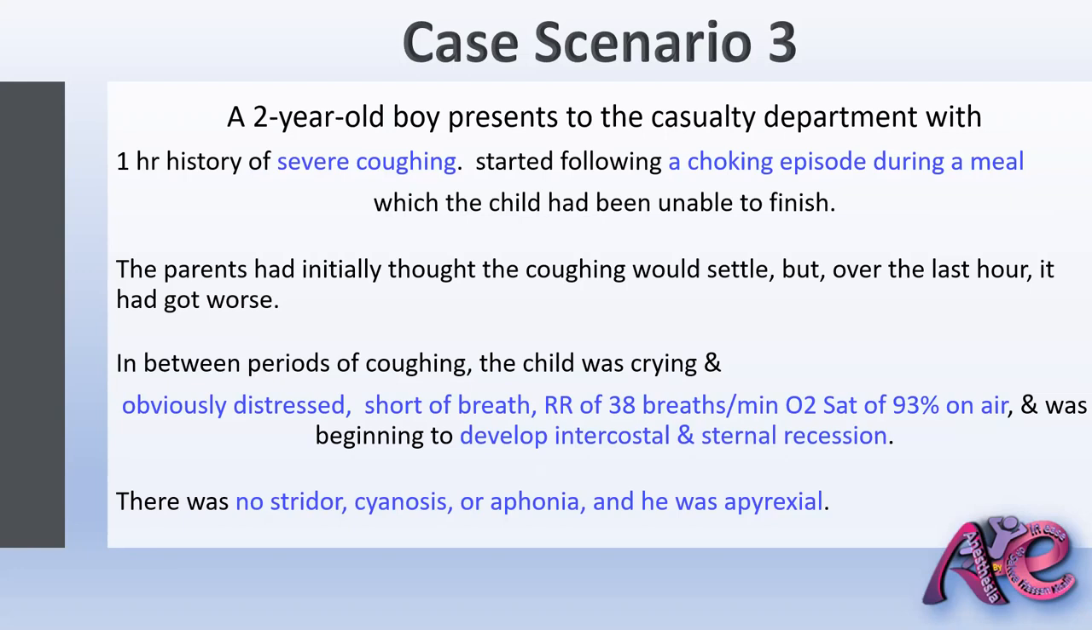The parent had initially thought the coughing would settle, but over the last hour it had got worse. See the rapidity of the scenario here. In between periods of cough, the child is crying and obviously distressed, short of breath, with a respiratory rate of 38 breaths per minute, oxygen saturation 93% on air, and was beginning to develop intercostal and sternal retraction.